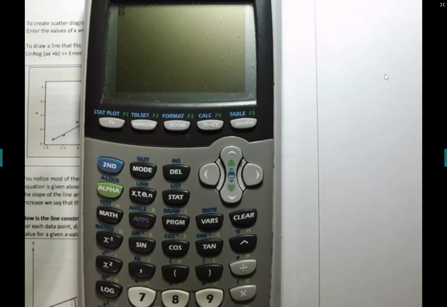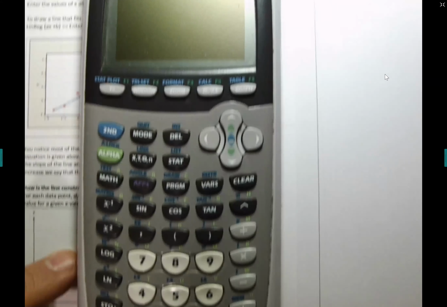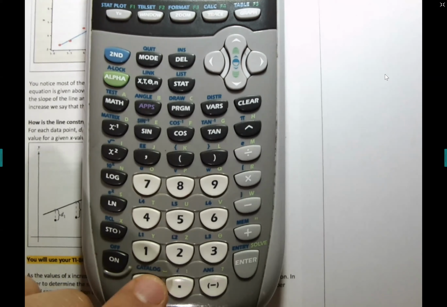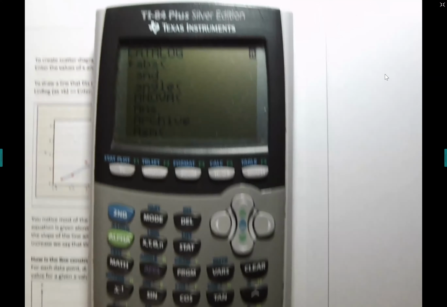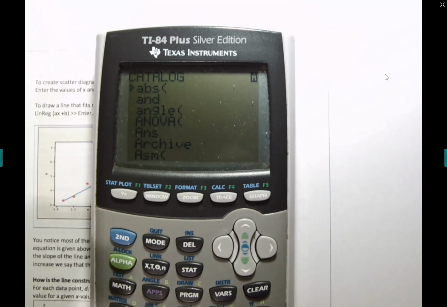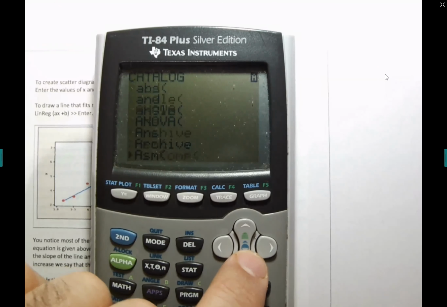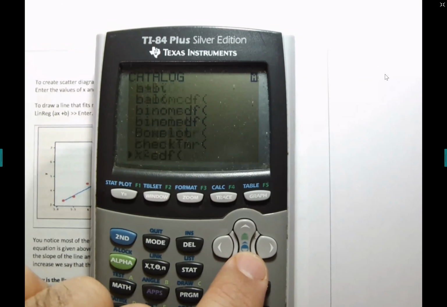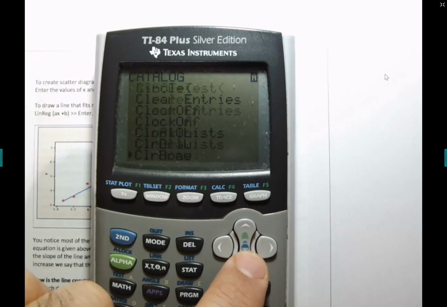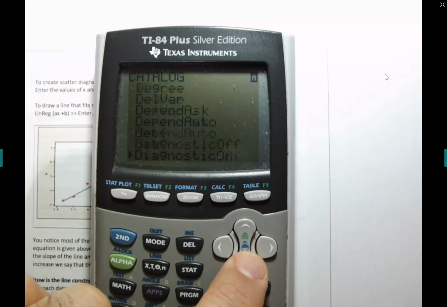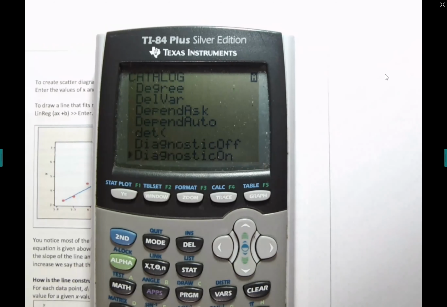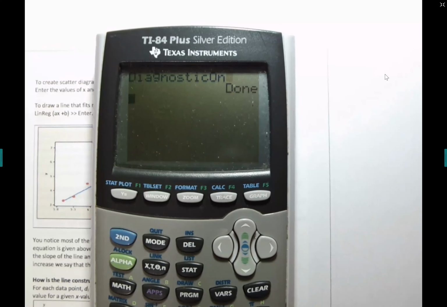So second key, and then you go to number 0. Click on it. You get this. Scroll down to diagnostic on. Here you go. You see when the arrow points to diagnostic on, and then hit enter twice. And that should be it.